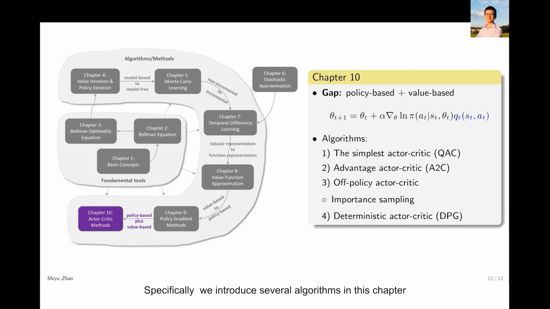Specifically, we introduce several algorithms in this chapter, including the simplest actor-critic algorithm, known as QAC, which is actually this equation. Another algorithm is the advantage actor-critic, abbreviated as A2C. There are two letter A's here, which introduces a baseline to reduce the estimation variance.